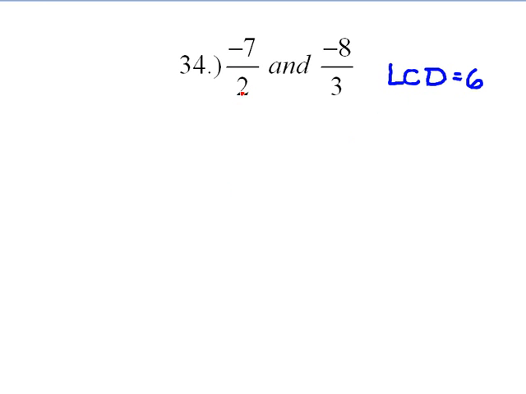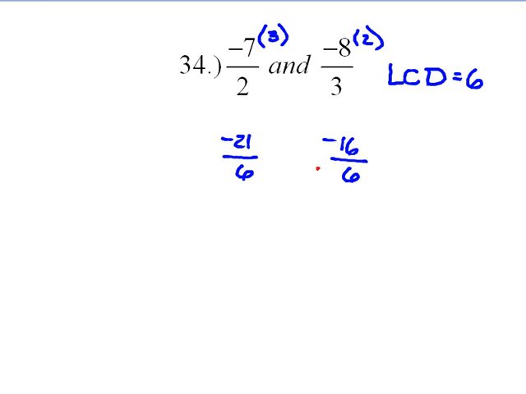So to make 2 into a 6, we need to multiply the top by 3. To make 3 into a 6, we need to multiply by 2. So we'll rewrite these. -7 times 3 is -21 over 6. -8 times 2 is -16 over 6.